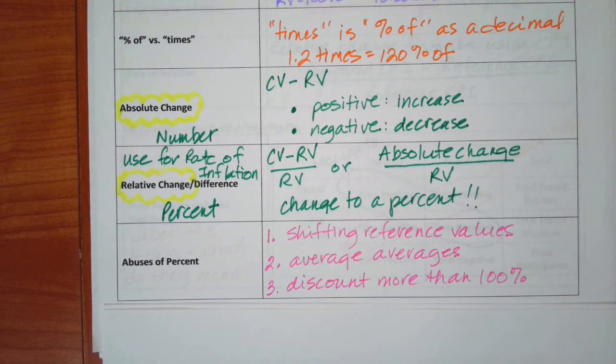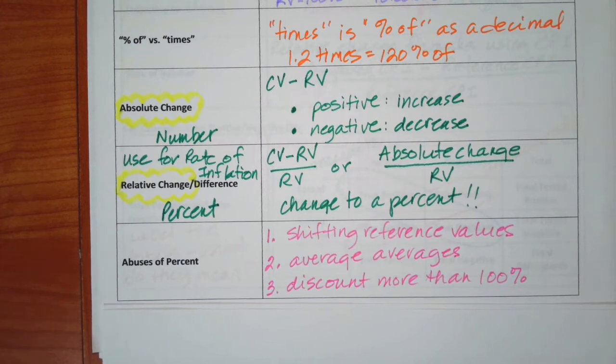Finally, we have our abuses of percent, which are dealing with shifting reference values. If you have a percent off and then another percent off, you have to change your reference value. If you're averaging averages, that is an abuse of percent. One of the examples we used in class was your grade. If it's split up 80-20, then if your homework grade, which is 20%, is 75, and your test grade, which is 80%, is 65, that doesn't mean you're getting a 70. It actually works out to about a 68.